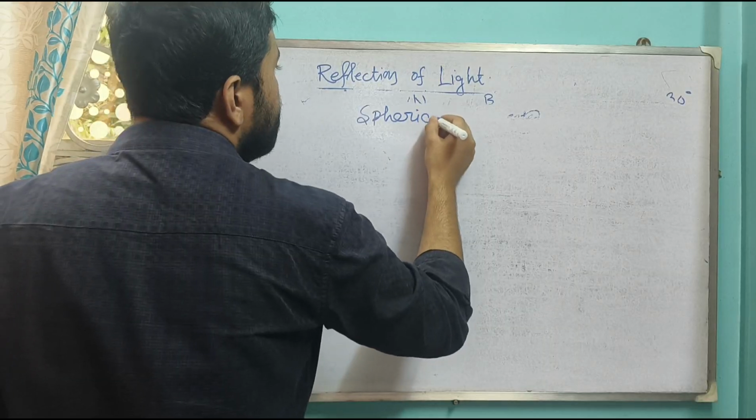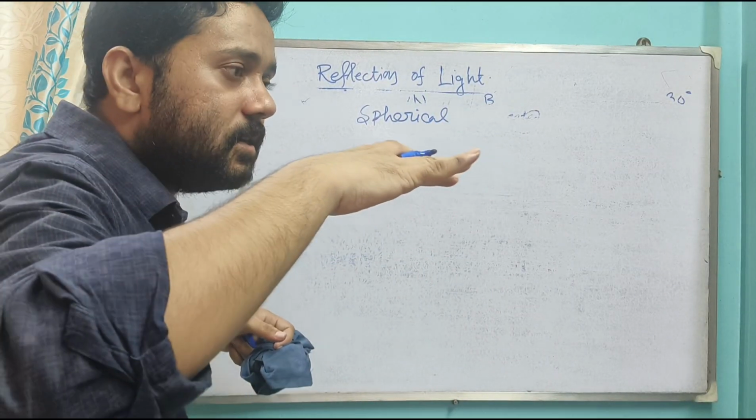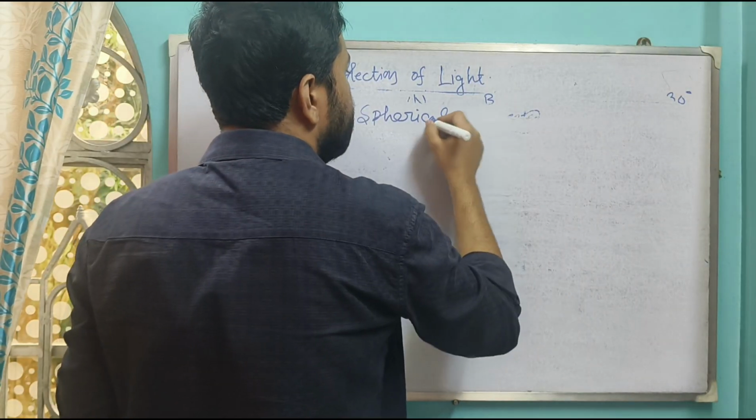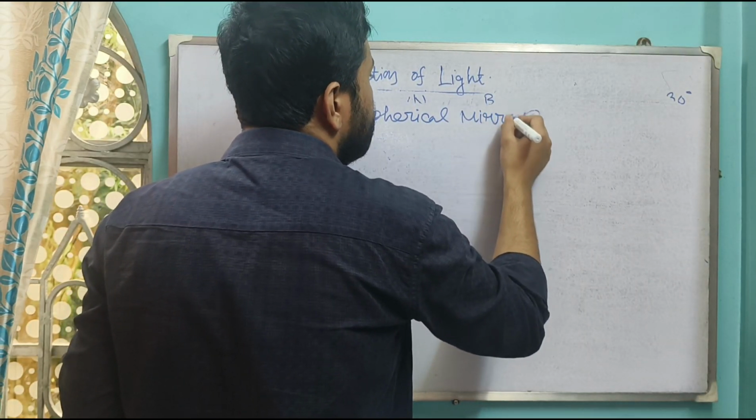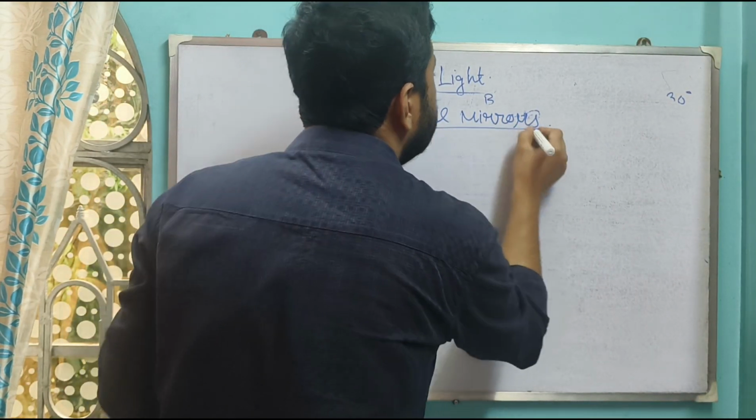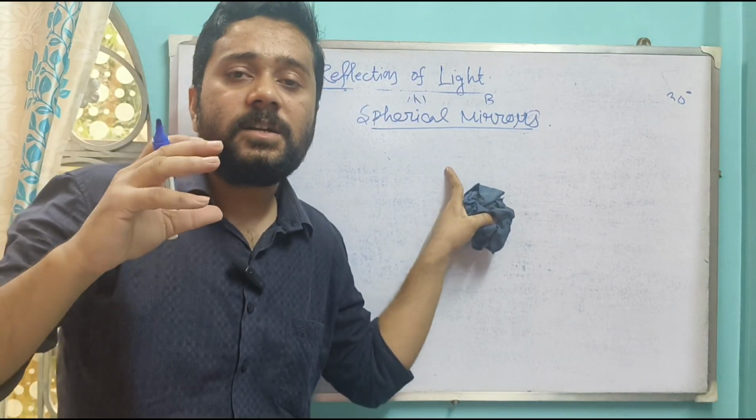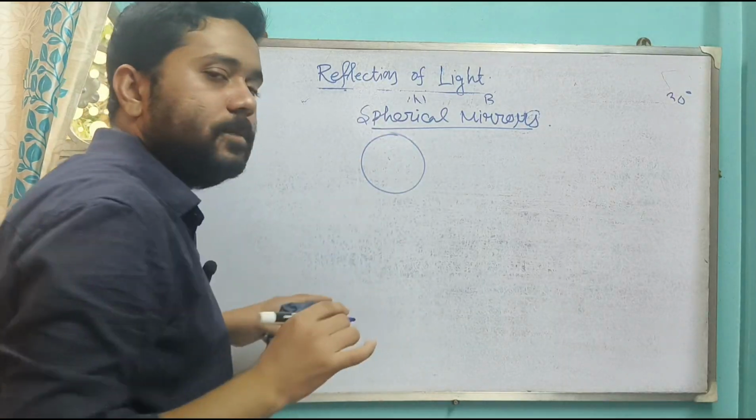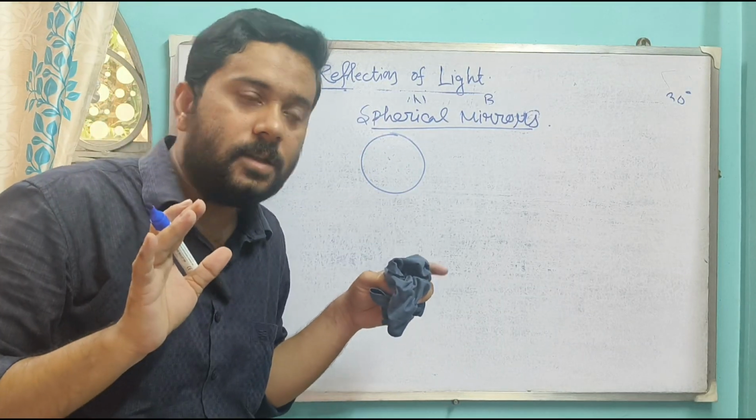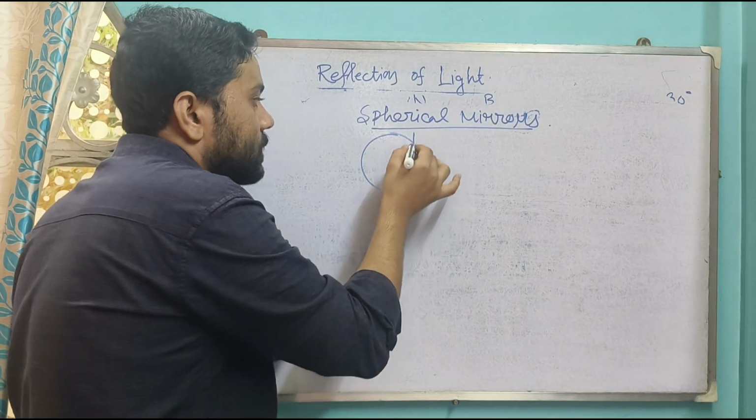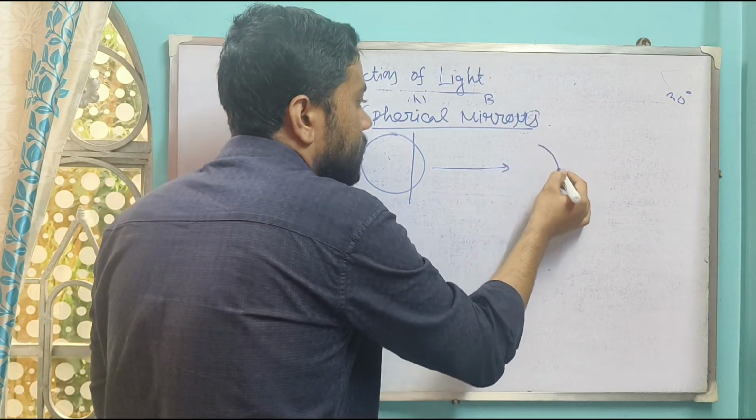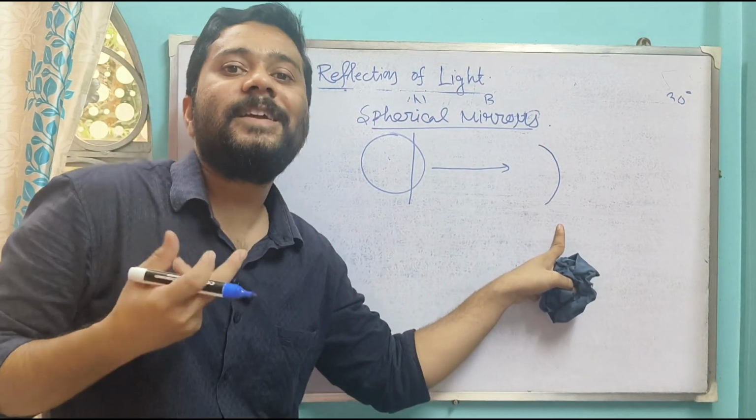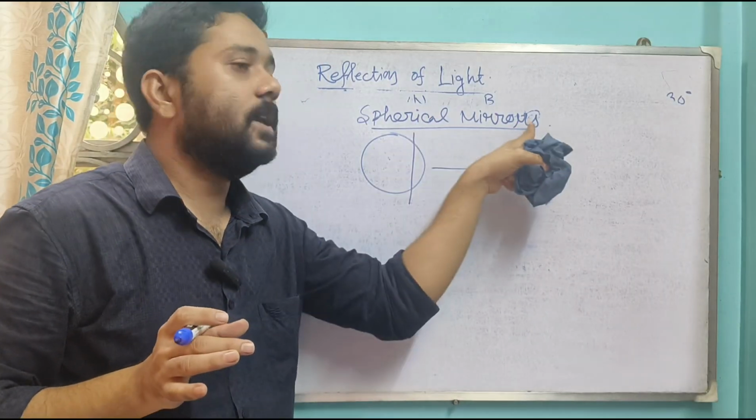Already we have studied the plane mirror. Plane mirror means the mirror is a plane surface. So from here you can easily know that spherical mirrors are mirrors that are part of a sphere. Suppose you take a football. Imagine a football, and you are taking a part of this football. We are using this part of the sphere as a reflecting surface, then we call it a spherical mirror.